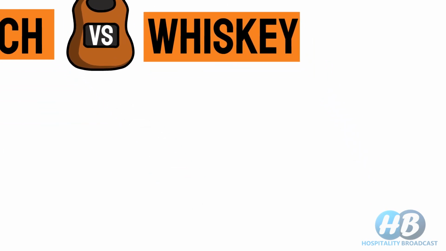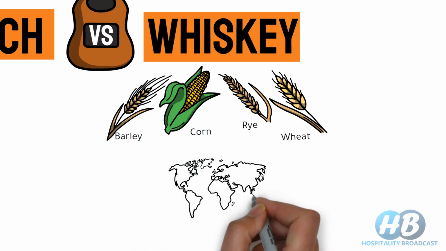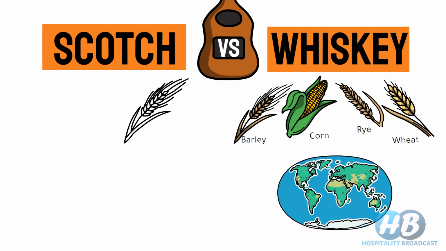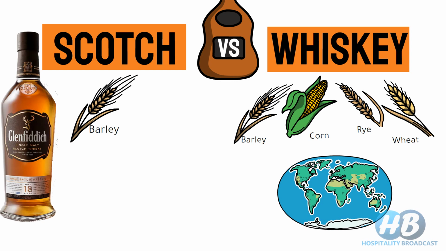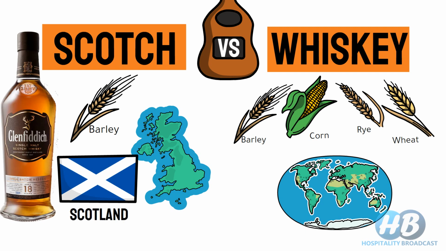Whiskey is a general term for distilled spirits made from a variety of grains such as corn, rye, barley, and wheat, and it can be produced anywhere in the world. Scotch, on the other hand, is primarily made from malted barley. Single malt Scotch is made from 100% malted barley, while blended Scotch can contain a mix of malted barley and other grains. And not only that, it must be made and aged in Scotland according to specific guidelines.